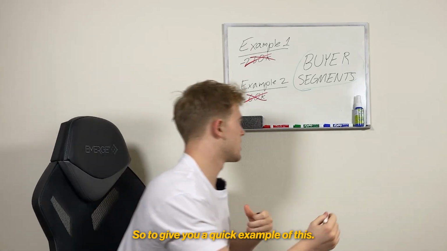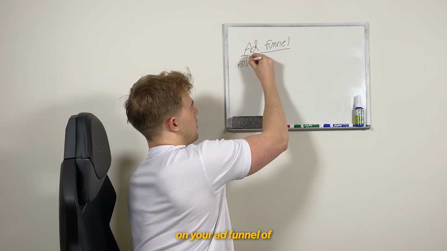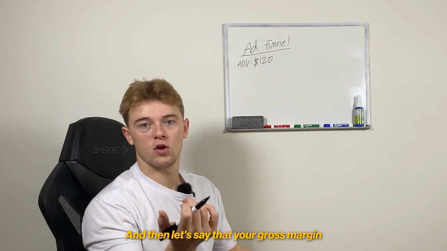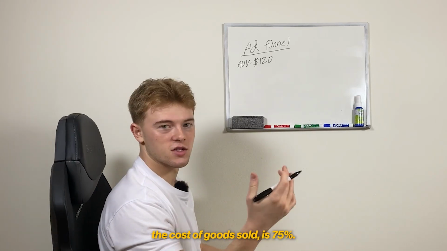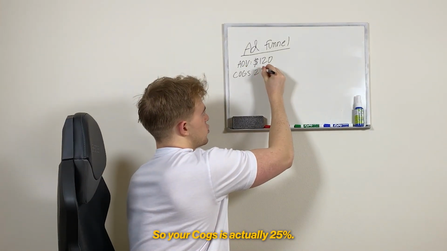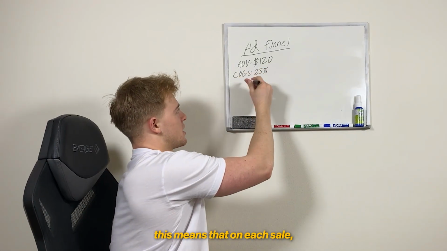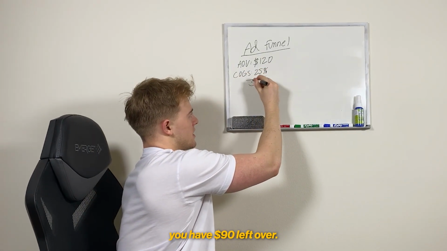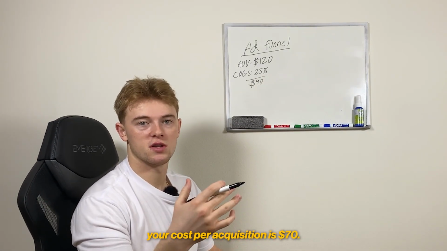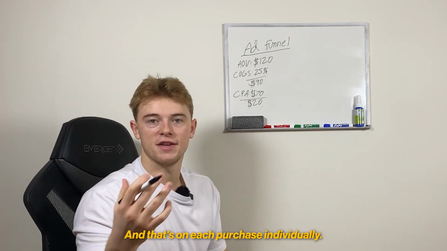So to give you a quick example of this, let's say you have an average order value on your ad funnel of about $120. And then let's say that your gross margin on that, minus the cost of goods sold, is 75%. So your COGS is actually 25%. So the margin is 75%. This means that on each sale, you have $90 left over. But let's say your CPA, your cost per acquisition, is $70. Now you have $20 left over, and that's on each purchase individually.